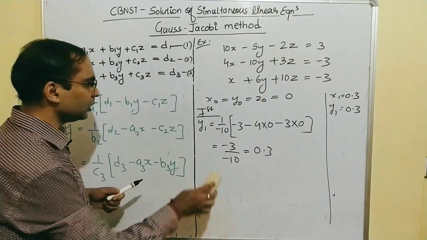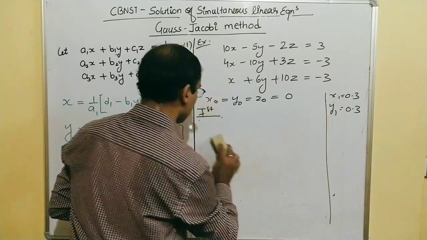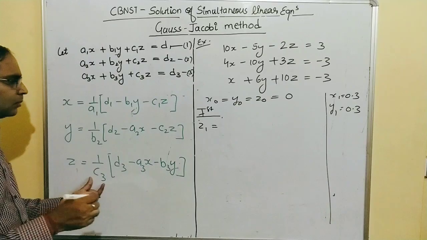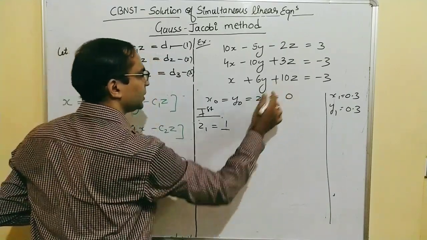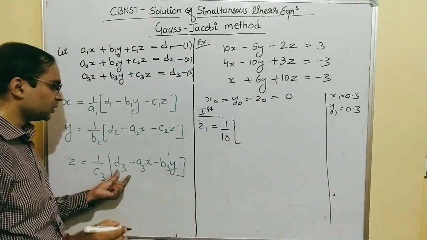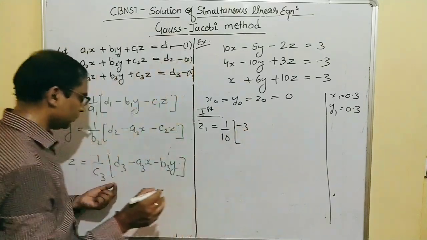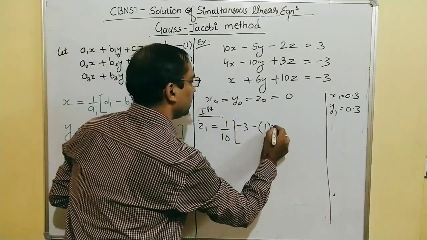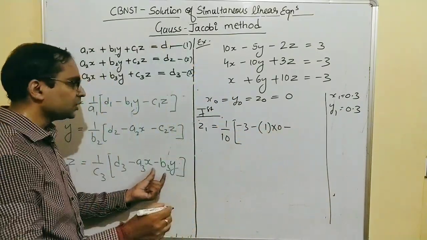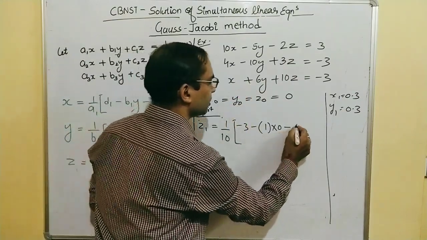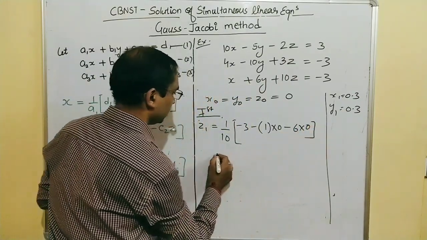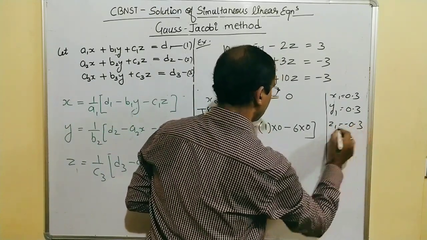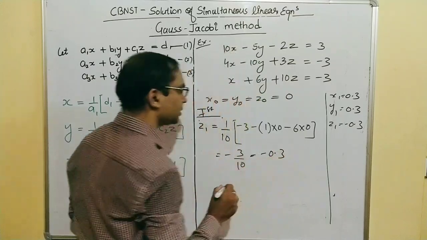Now let us calculate the third variable, z1. So how will we calculate this z1? z1 is equal to 1 upon c3. What is c3? This is 10. In the bracket, this is d3. What is d3? Minus of 3, then minus a3. What is a3? This is 1 into 0. Now minus of b3. What is b3? This is 6, so 6 into 0. So this comes to be minus 3 upon 10, and that is z1 equal to minus 0.3. So this is minus 0.3.